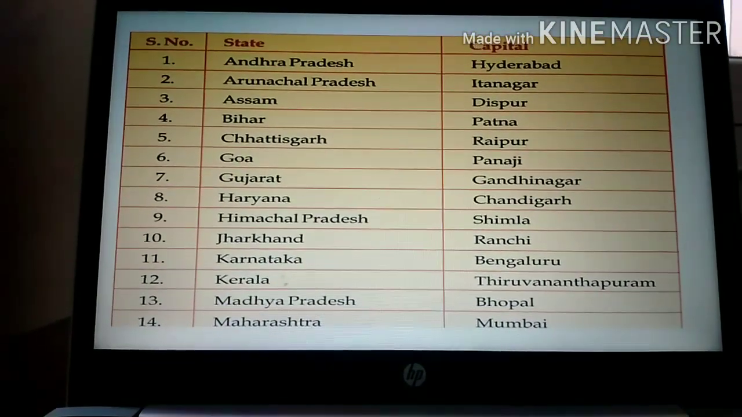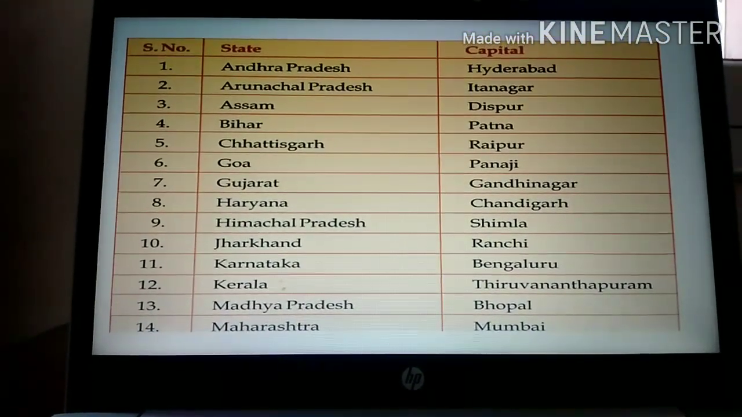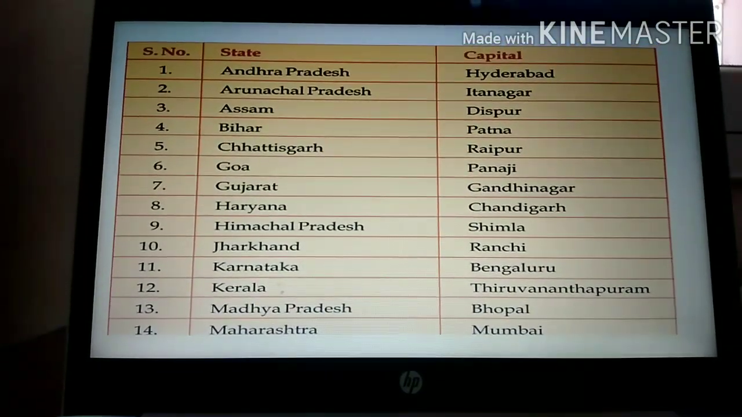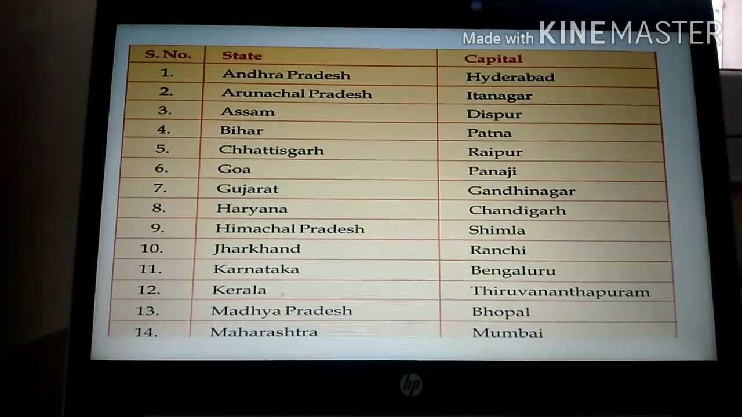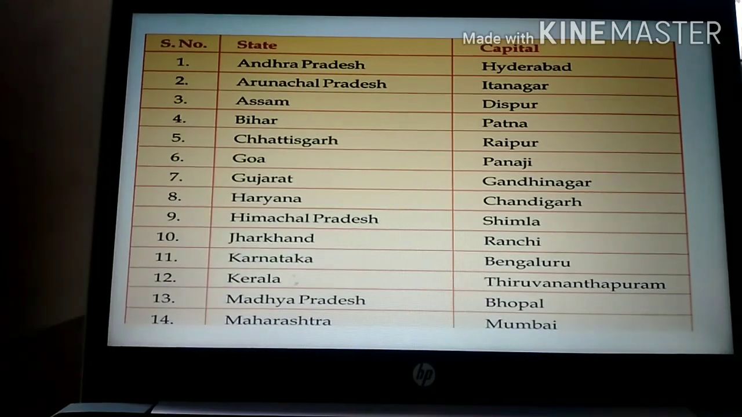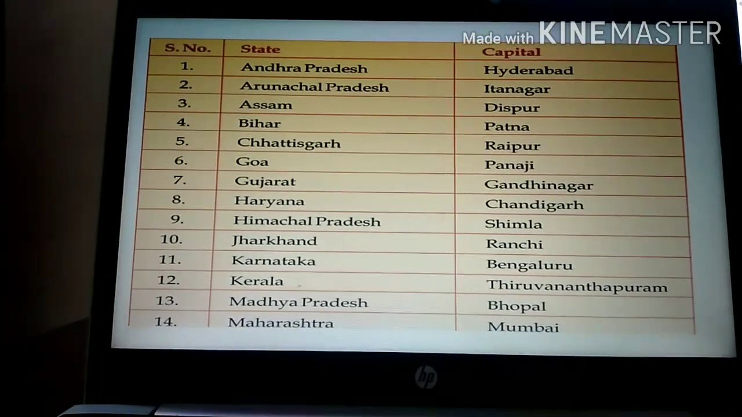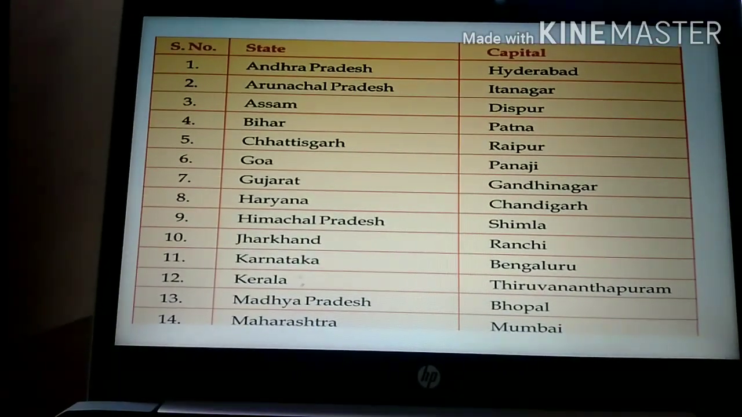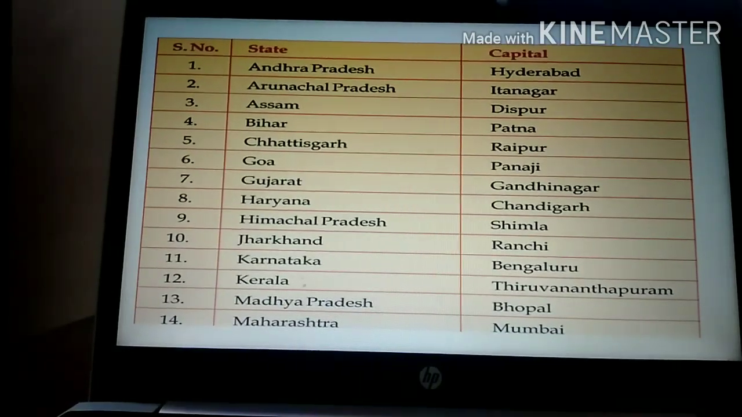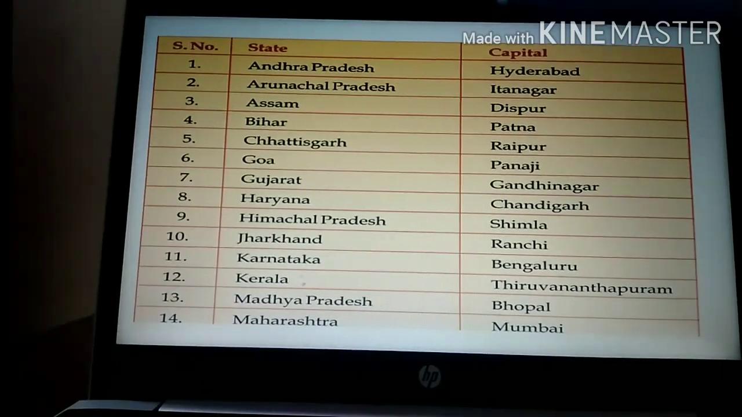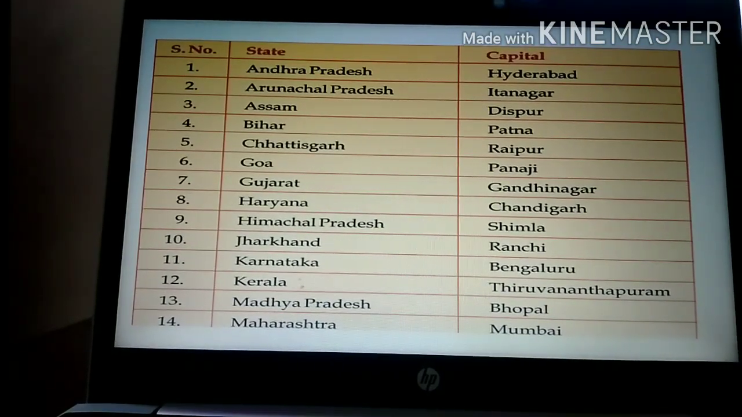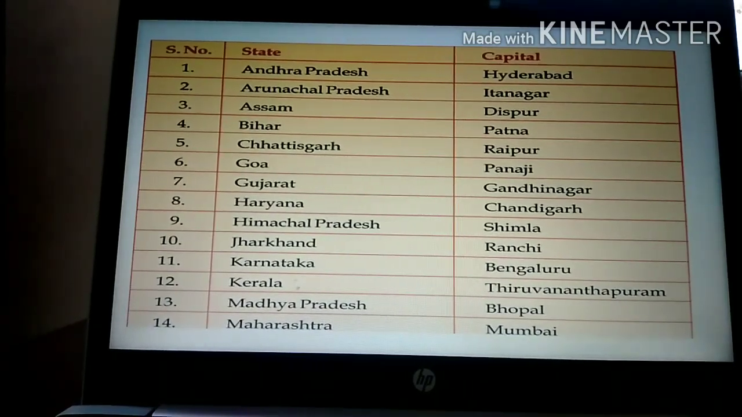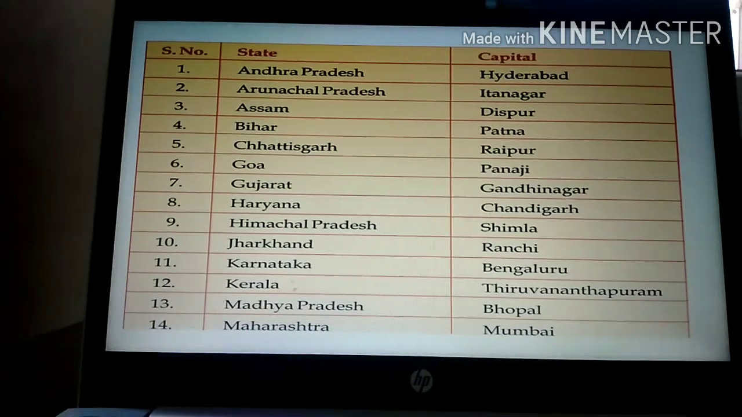Children, you have to learn all these 28 states with their capitals. Once again I am telling the states with their capitals. Andhra Pradesh. What is the capital of Andhra Pradesh? Hyderabad. Then Arunachal Pradesh, Itanagar. Assam, Dispur. Bihar, Patna. Chhattisgarh, Raipur. Goa, Panaji. Gujarat, Gandhinagar. Haryana, Chandigarh. Himachal Pradesh, Shimla. Shimla is a hill station you must have visited. Jharkhand, Ranchi. Karnataka, Bangalore.